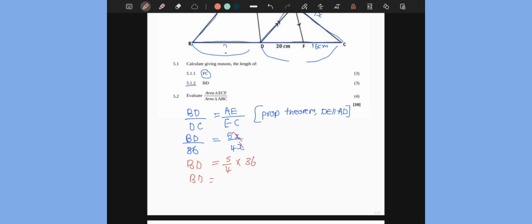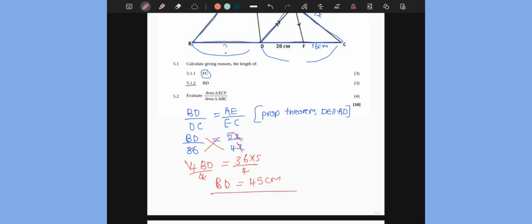Let me just cross multiply it to avoid some mistakes here. This times this, it's going to be 4 BD. Then here I'll say 36 times 5, I divide by 4. So let's find the size of BD now. It's going to be 36 times 5 divided by 4, which is going to give me 45 centimeter.